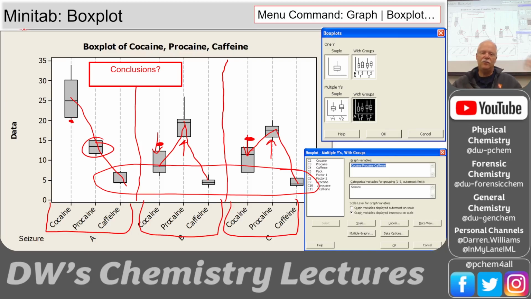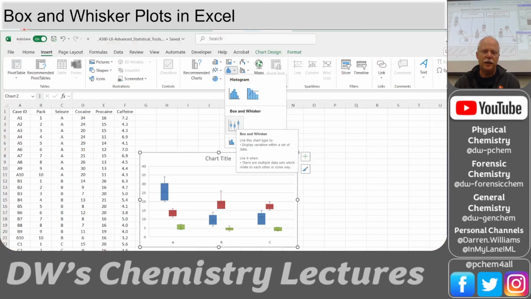You couldn't say that these were different amounts, right? The t-test would fail to reject the hypothesis that the caffeine was the same in all three seizures. So that's good. Looks like A is different than B and C.